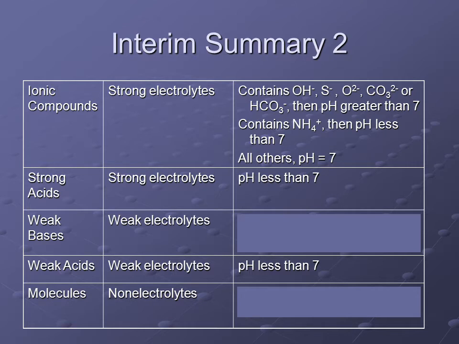Strong acids and weak acids are, for obvious reasons, both acidic, and so their pH is going to be in the acidic range, namely less than 7. Your weak bases are obviously going to be basic. In other words, ammonia forms a basic solution, and so that's going to have a pH greater than 7. Again, pH greater than 7, basic; pH less than 7, acidic.